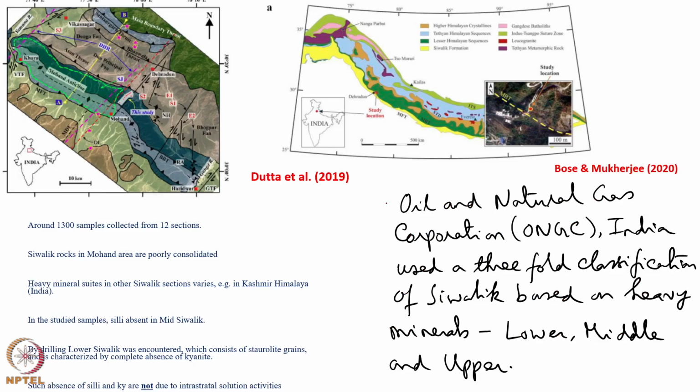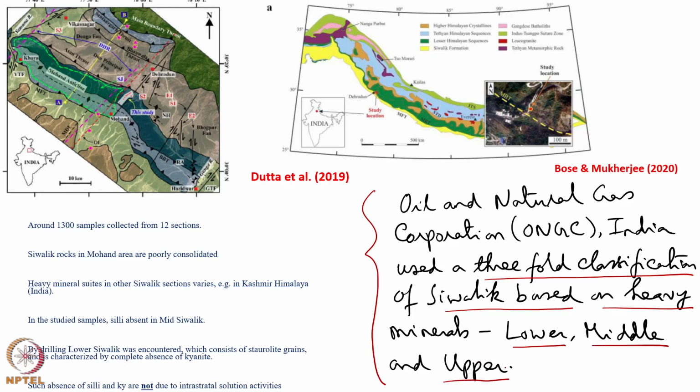I am going to discuss Oil and Natural Gas Corporation ONGC's work, which made a threefold classification of the Shivalik based on the heavy minerals, and they divided the Shivalik rocks into lower, middle and upper units. The study area belongs to the Indian Himalaya.